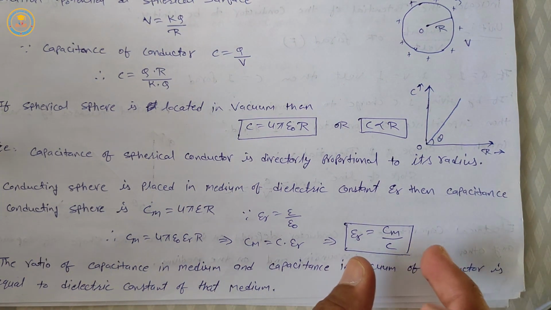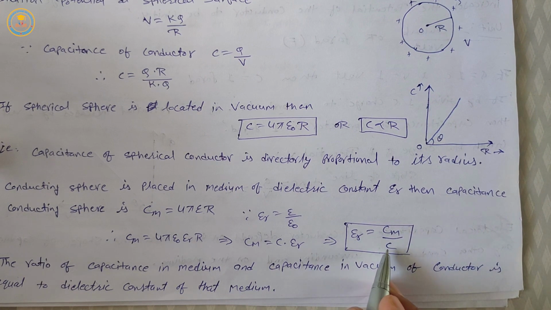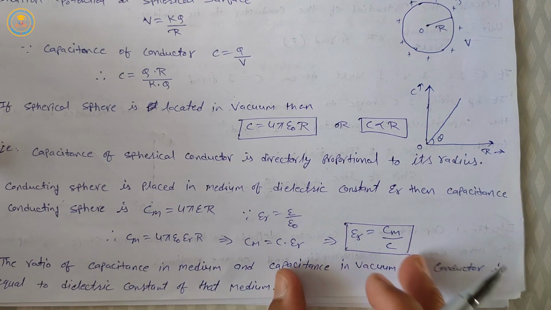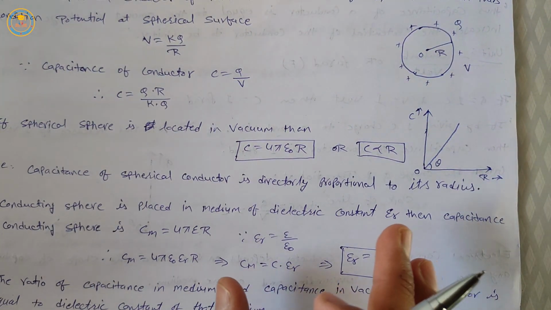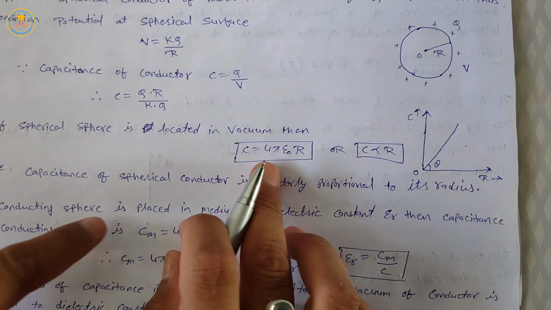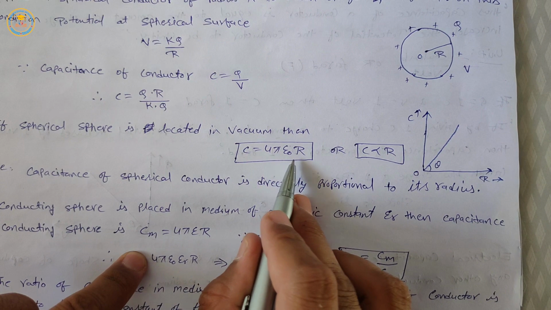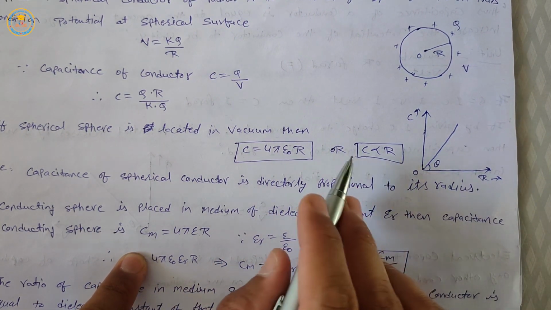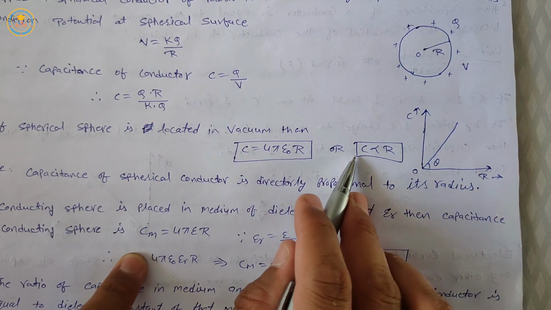So from this equation, we can say the ratio of the capacitance in a medium and the capacitance in vacuum of a conductor is equal to the dielectric constant of that medium. This is the derivation of the capacitance of an isolated spherical conductor. This equation is very important: C is equal to 4 pi epsilon naught into R. It means if we increase the radius of a sphere, then the capacitance of that sphere will increase.